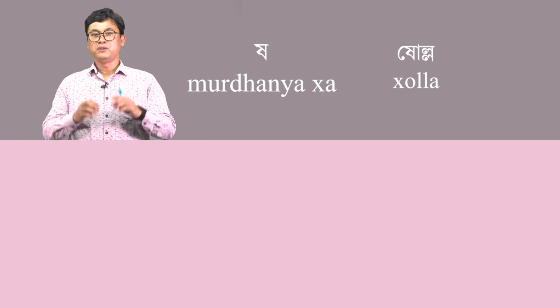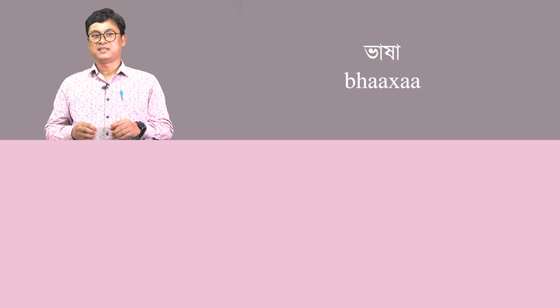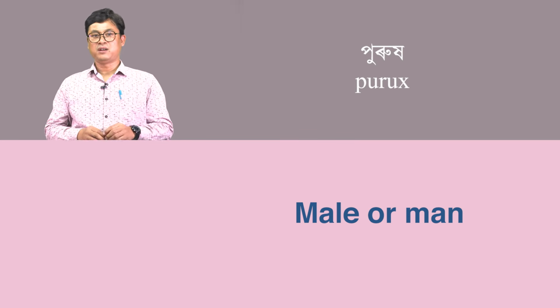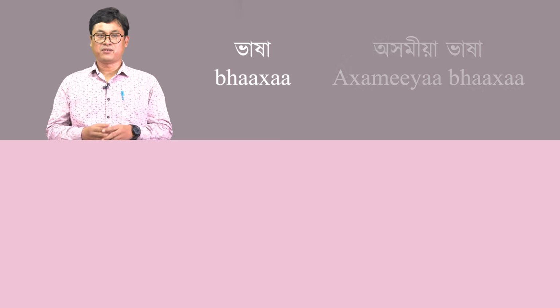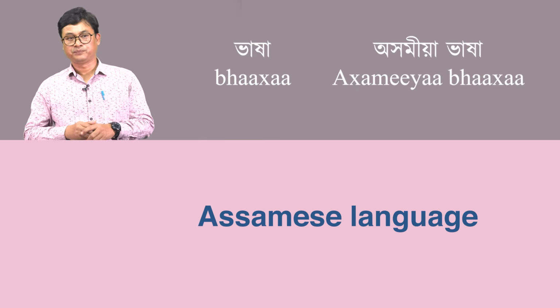Ho for khullo, that means 16. Bhakha, which means language, and purukh, that means male or man. We can use the word bhakha in the phrase Okhomia bhakha, that means Assamese language.